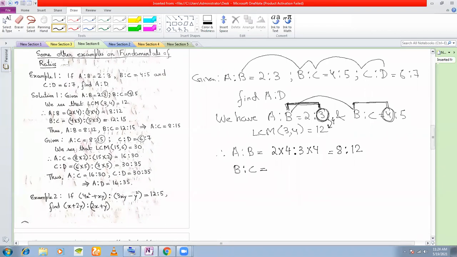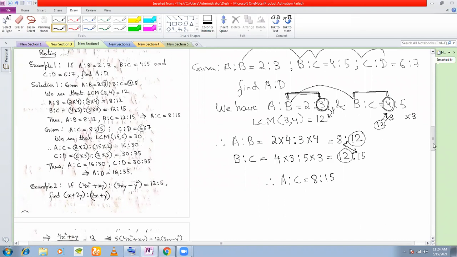Yes. So now we have B is to C. Now you want to make this into a 12, right? So we need to multiply this by 3. When you are multiplying this by 3, we need to multiply this also by 3. So 4 into 3 is to 5 into 3. So how much do we get? We get 12 is to 15. So now you see that they are same, right? So therefore we can write A is to C must be equal to 8 is to 15.